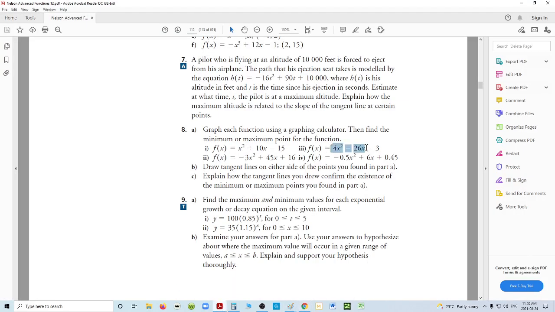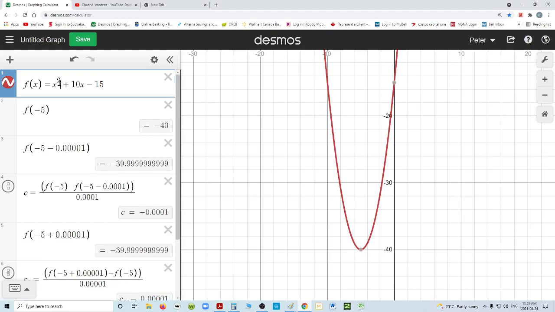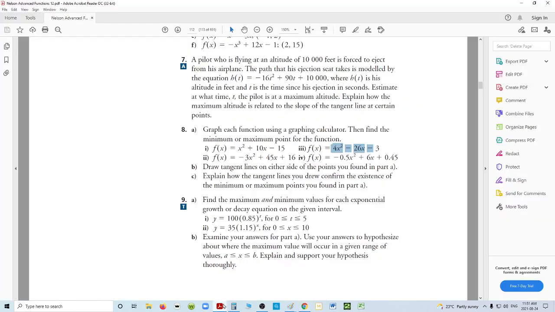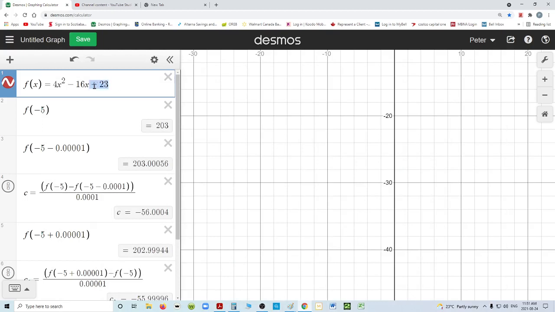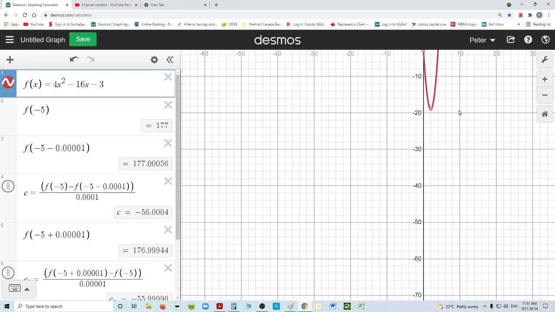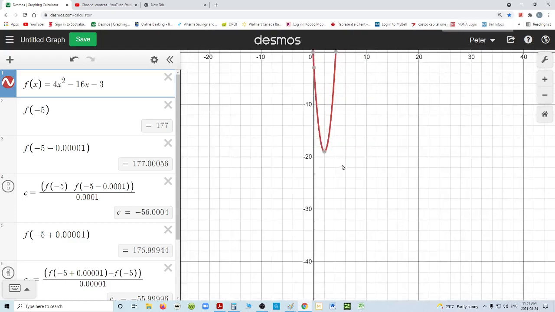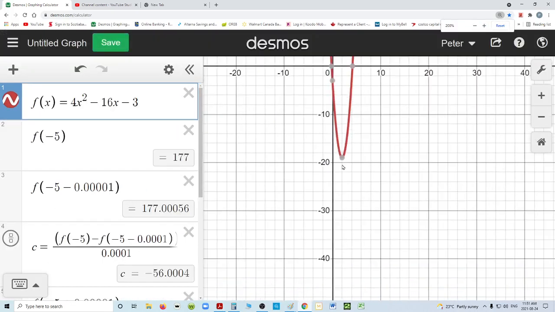So what's the next one? It's an upward facing parabola, 4x squared minus 16x plus 23, was it? I'll go back and look. No, minus 3. Way off on that one. So they're asking us to figure out the max. We can see the min, because it's an upward facing parabola. We can indeed see the min is 2.9.